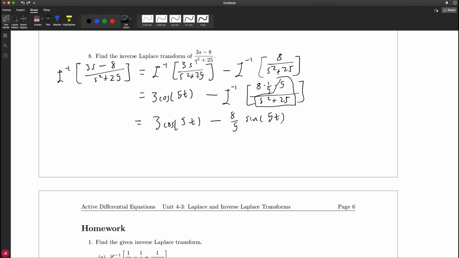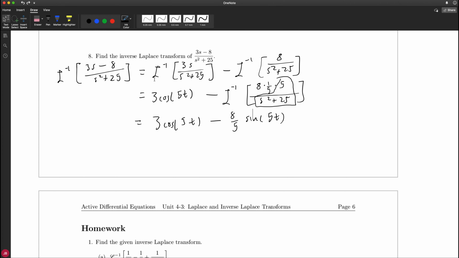And from Calc 2, you might remember, this is called an irreducible quadratic. s squared plus 25 is an irreducible quadratic. And so we leave those as they are, but if you have some stuff in the numerator, split it up according to any plus or minus sign. So here, if I want to find the inverse Laplace of this expression, it's the inverse Laplace of 3s over s squared plus 25 minus the inverse Laplace of 8 over s squared plus 25.